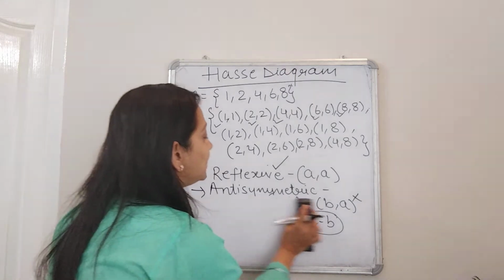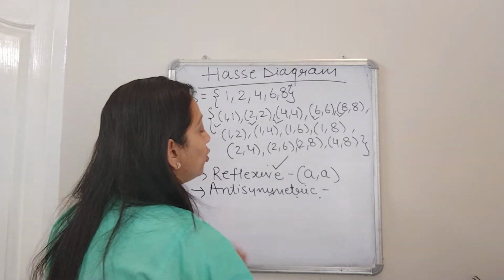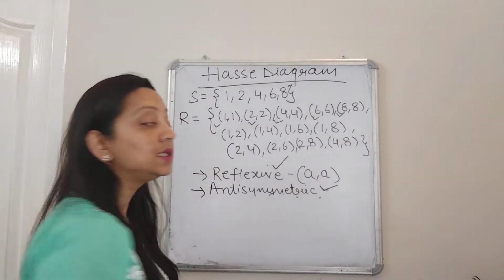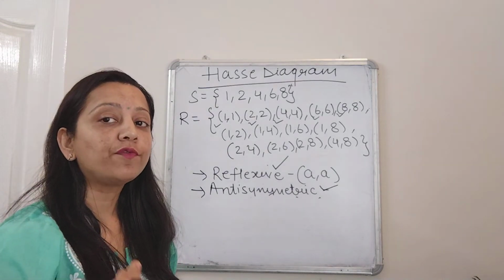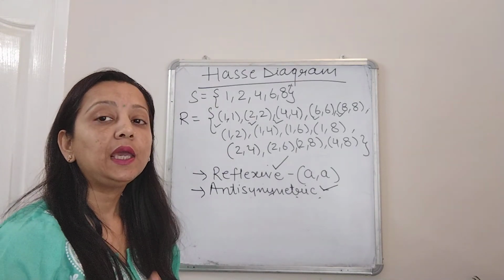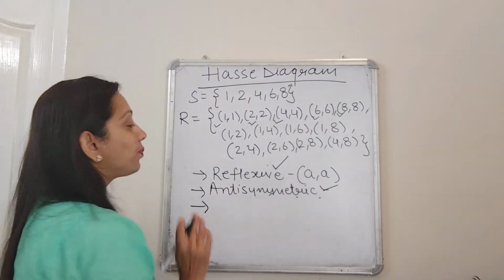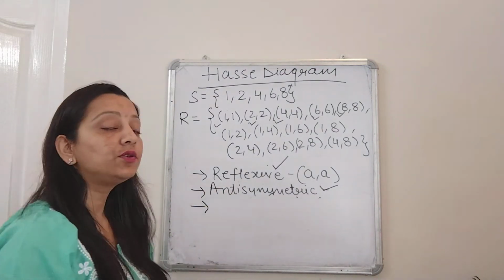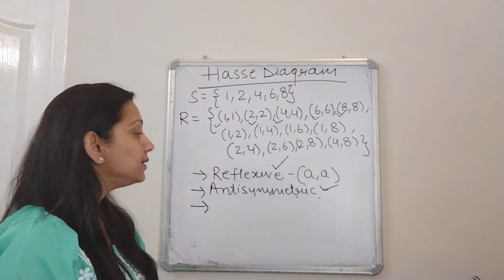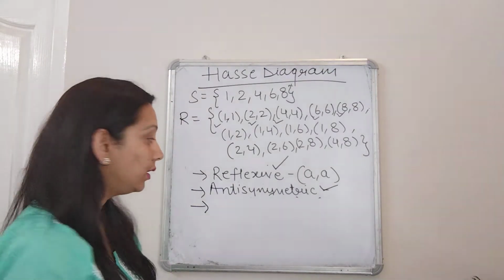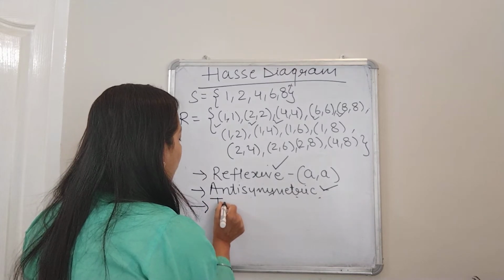So it's anti-symmetric for sure, because for all the pairs which exist in the form (A, B), (B, A) does not exist. Alright, so that means we know that this relation is reflexive and antisymmetric by far. Now let us see if it is transitive or not.